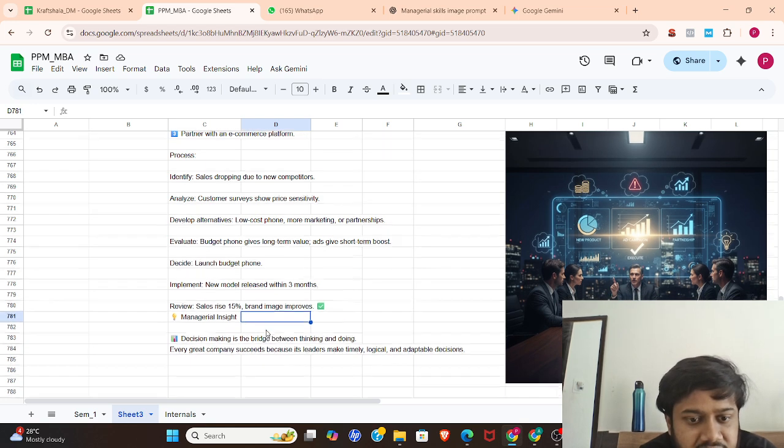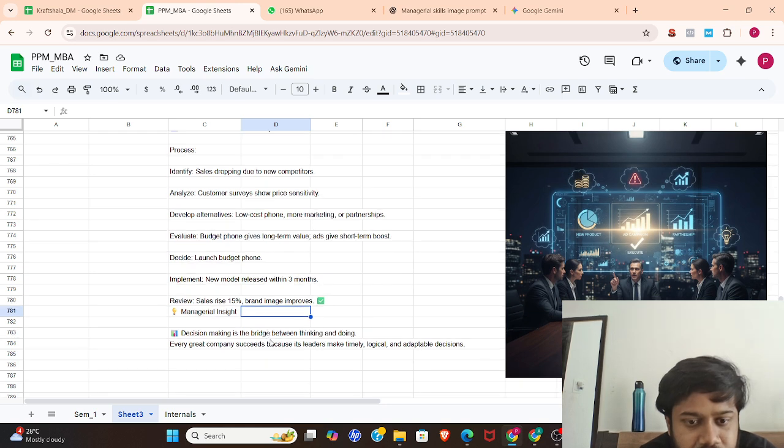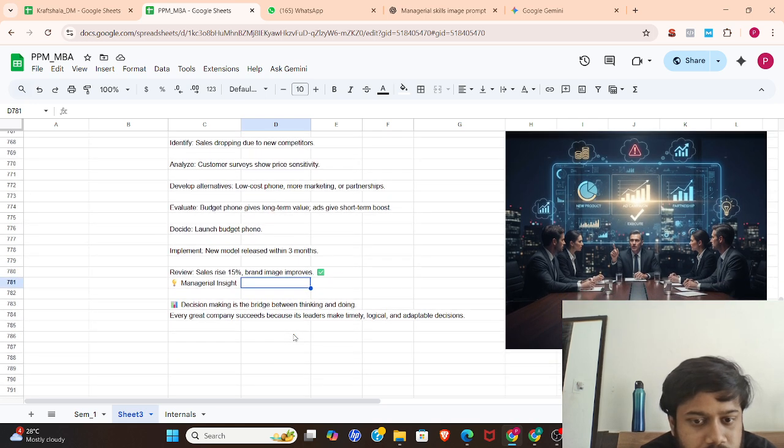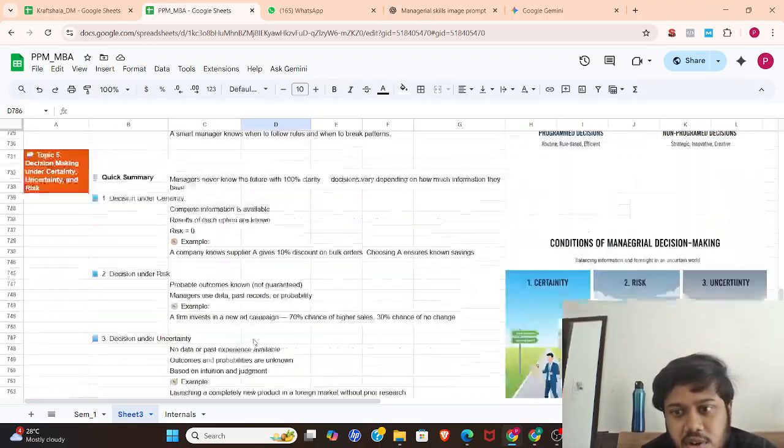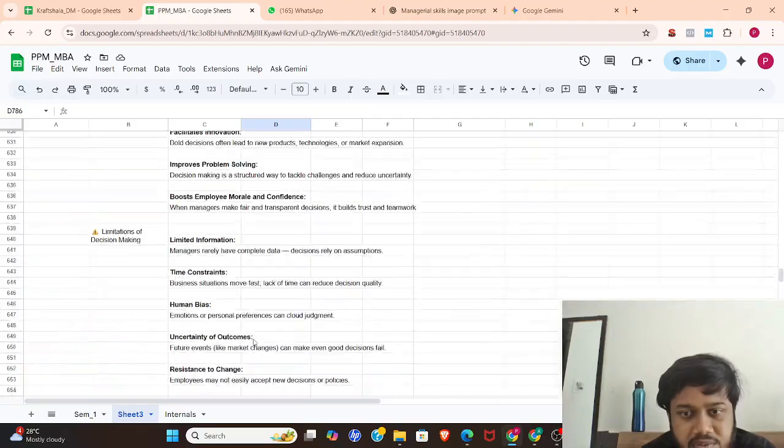Managerial insight. Decision making is the bridge between thinking and doing. Every great company succeeds because its leaders make timely, logical and adaptable decisions. That is all what we have discussed in this unit 4.